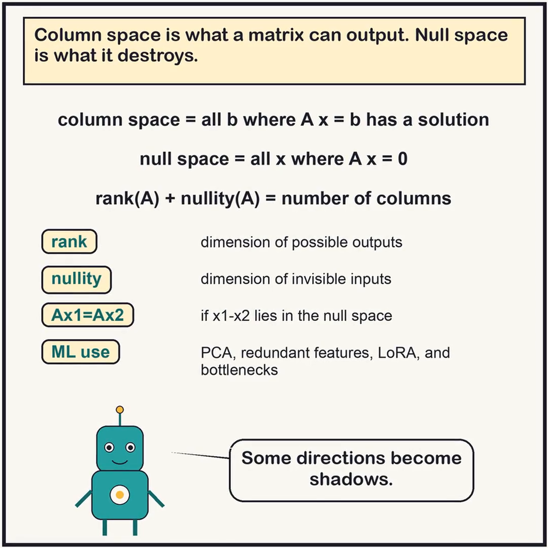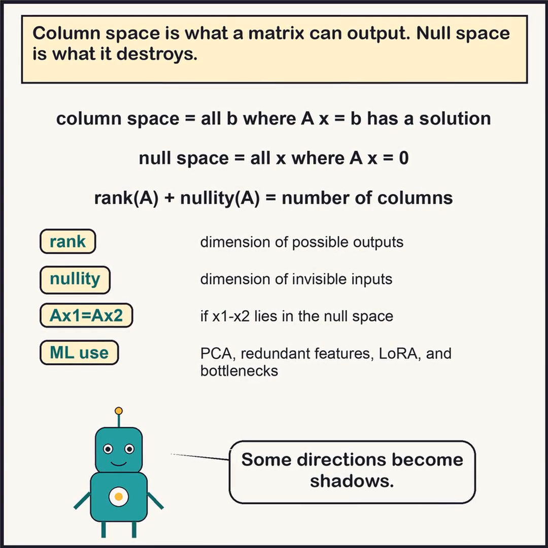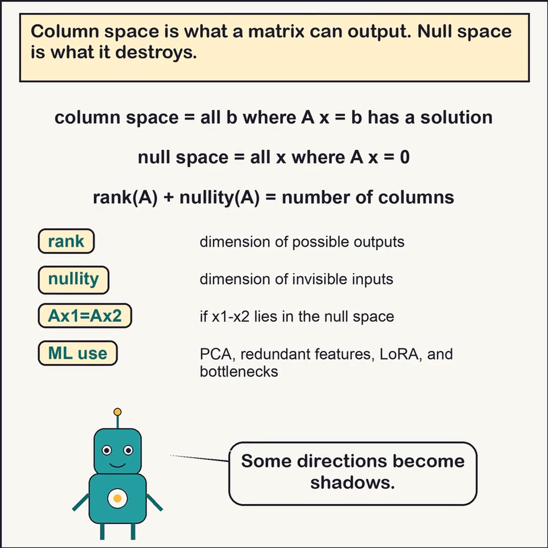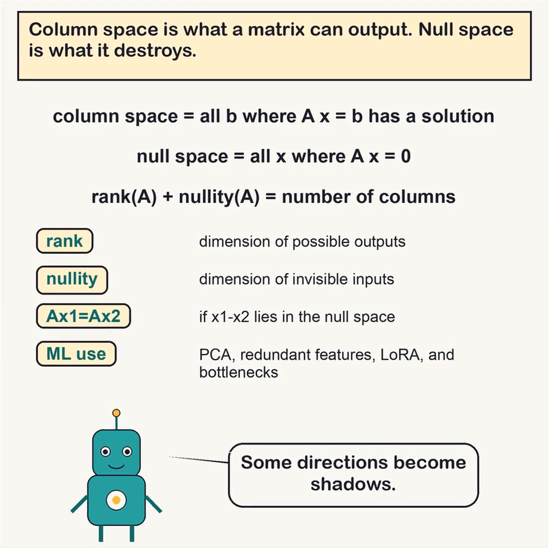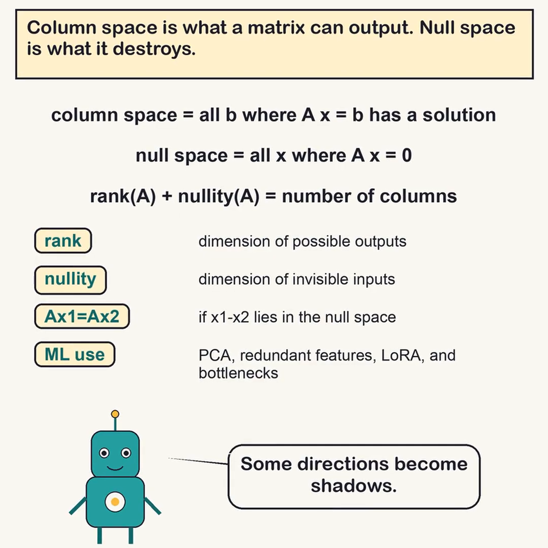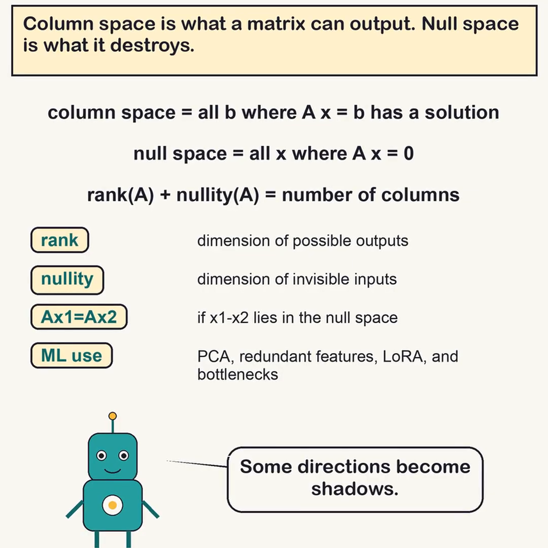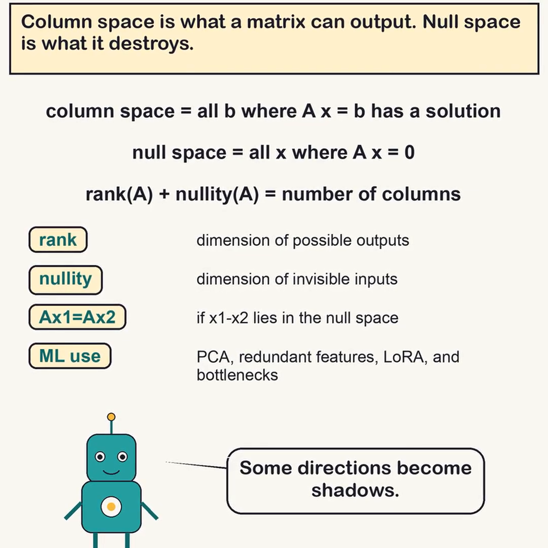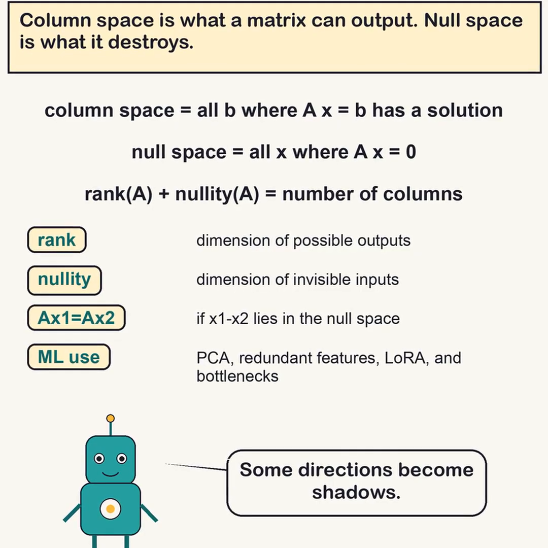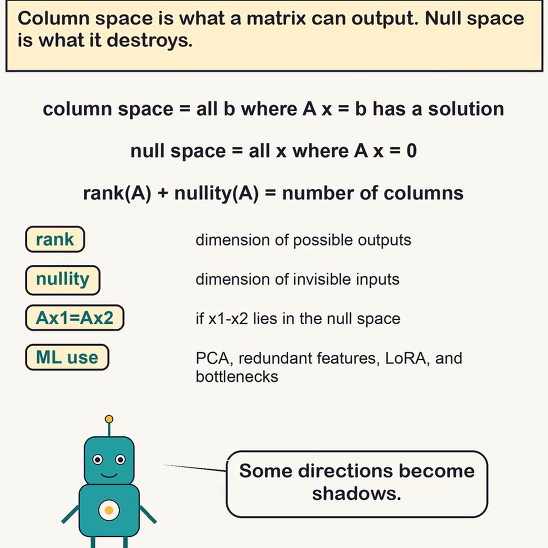Column space is the set of outputs a matrix can produce. Null space is the set of inputs mapped to 0. Rank plus nullity equals the number of columns, linking preserved and destroyed information. Real-world analogy: column space is the set of places an escalator can carry you, while null space is the luggage it crushes down to nothing.